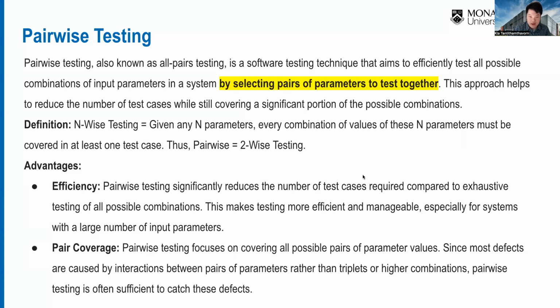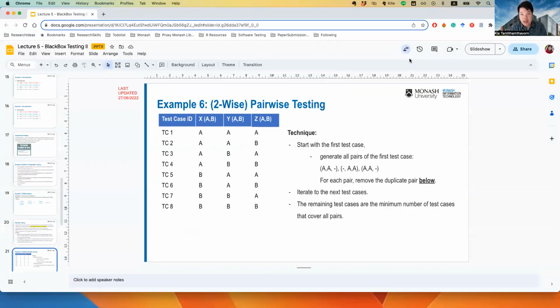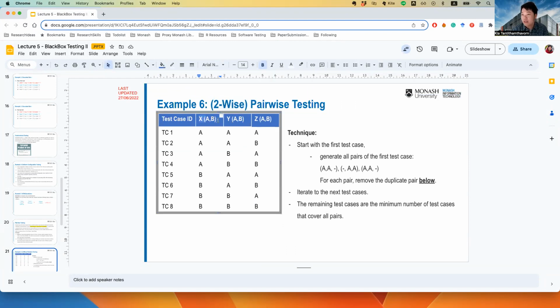Let's take a look at this example. This is a technique that we're gonna work on together, two-wise or pairwise testing. Let's say we have three input parameters here: X, Y, and Z. Each of the input variables has two choices, A and B. Because we have two choices for each, in total how many combinations will we get? 2 times 2 times 2 is 8. So we get 8 test cases here, which is easy.